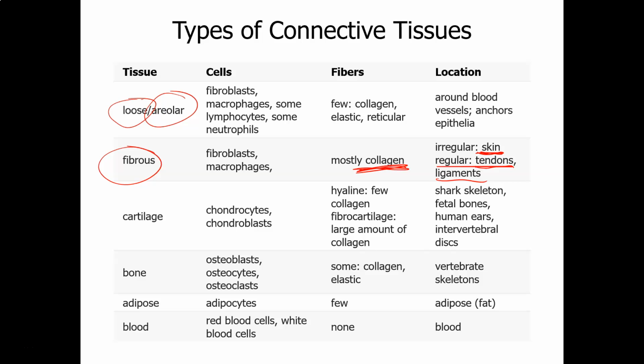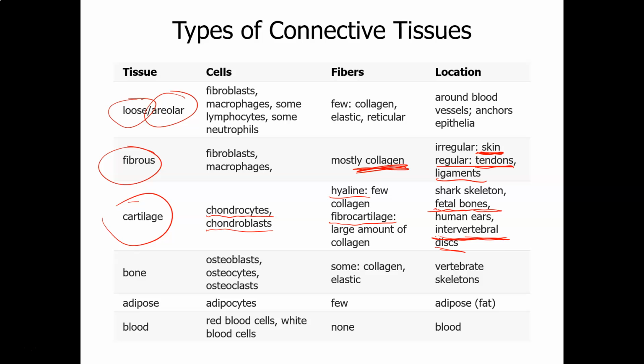Then we have cartilage and bone, which are structural connective tissue. The primary cells of cartilage are chondrocytes, and then there are chondroblasts that produce cartilage. There's hyaline, fibrocartilage, some different types of cartilage. Fibrocartilage is tougher. The intervertebral discs that support our vertebrae need to be really tough, so that's fibrocartilage. Fetal bones are composed of hyaline cartilage that eventually develops into bone. The cartilage develops into bone.